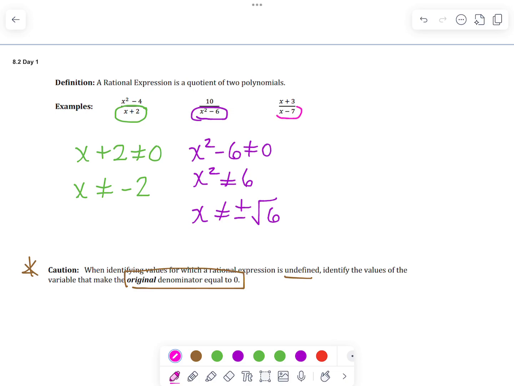And the last one, we do not want x minus 7 to equal 0. So we solve that. We add 7 to both sides. So these are what make the denominator undefined. They are what we call our domain restrictions, what x cannot be.